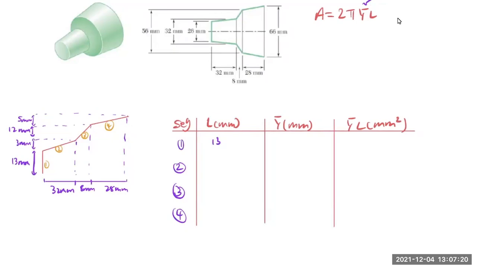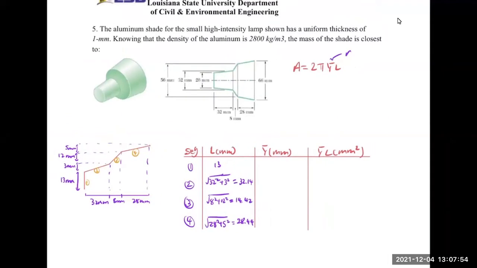Basically, the square root of 32 squared plus 3 squared, and we're going to get 32.14. Same thing for segment 3: square root of 8 squared plus 12 squared, I'm going to get 14.42. And then segment 4, basically the square root of 28 squared plus, not 50, I mean 55 squared, and we're going to get 28.44. Okay, so we have that.